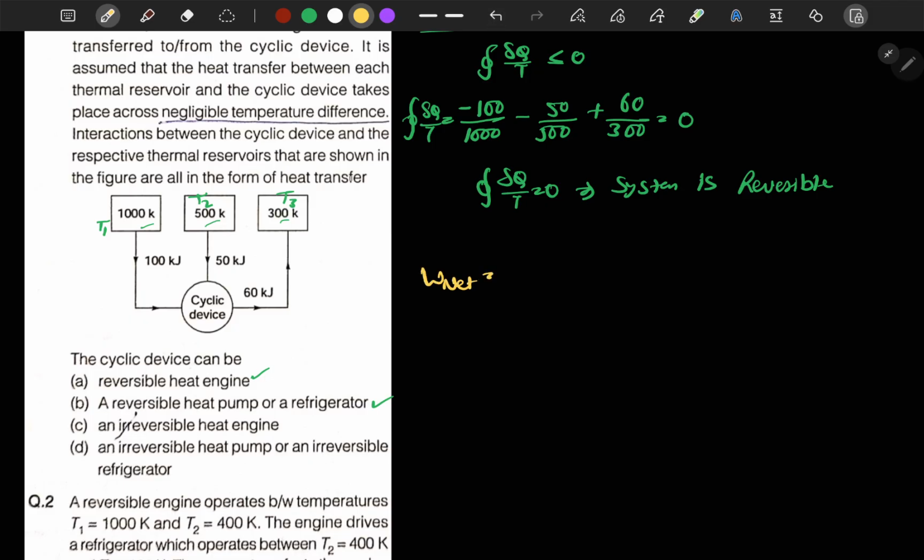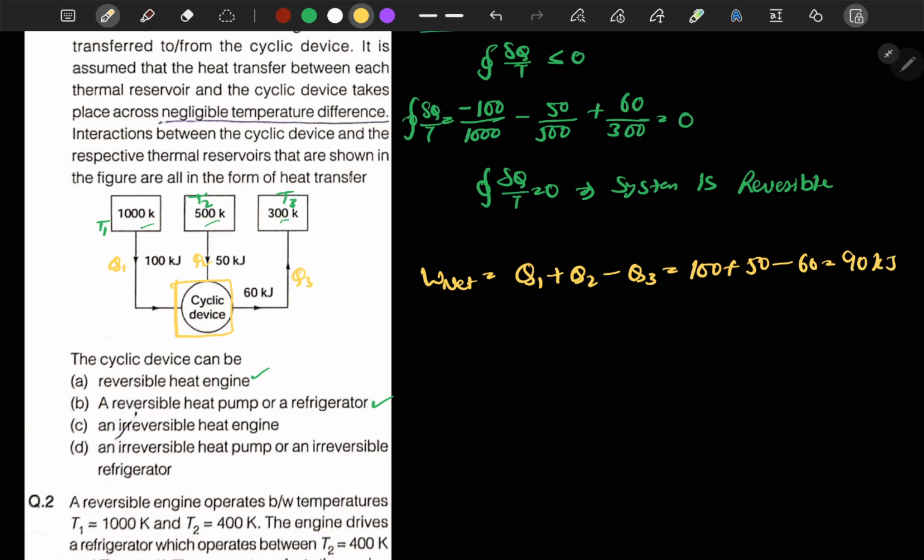So w net will be the heat supplied to the system, let's say this is q1, this is q2, and this is q3. So q1 plus q2, that is supplied, minus the heat withdrawn from the system. For this case, this cyclic device will be our system. So we get 100 plus 50 minus 60, which is equal to 90 kilojoule. So this is the work produced by the cycle.